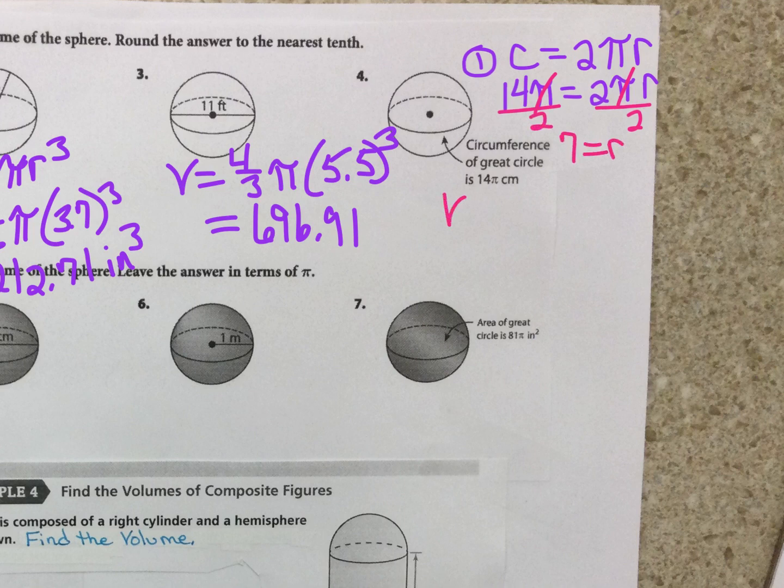So the volume is 4/3, because it's the whole sphere, pi r cubed. We'll multiply that out. We get 1436.76.